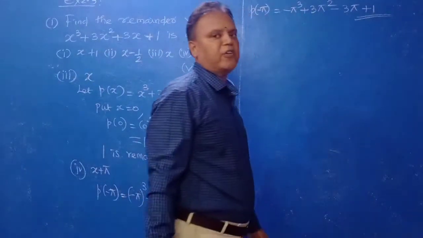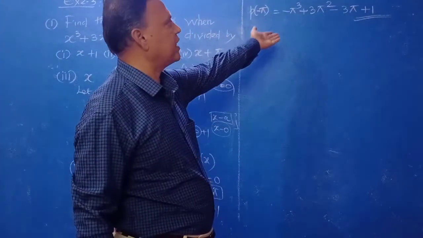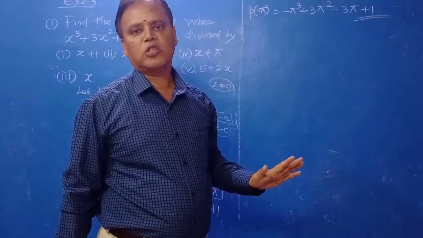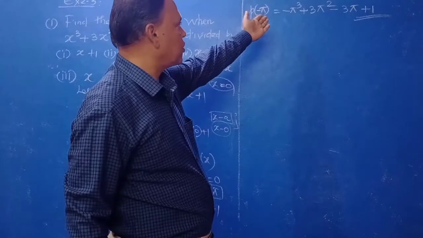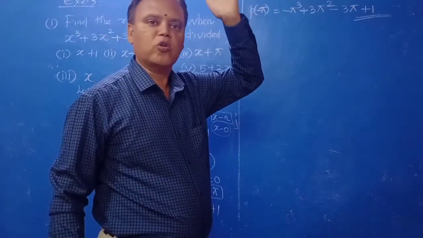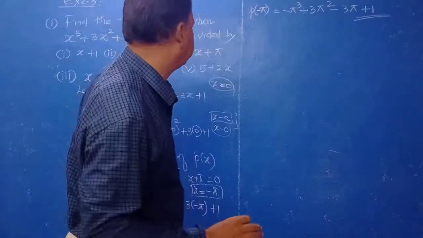Suppose in the problem the pi value is given, use 22 by 7 and simplify. But almost always they will not give the pi value because cube is there. 22 by 7 whole cube will take more time. Clear? So leave it. This is the answer.